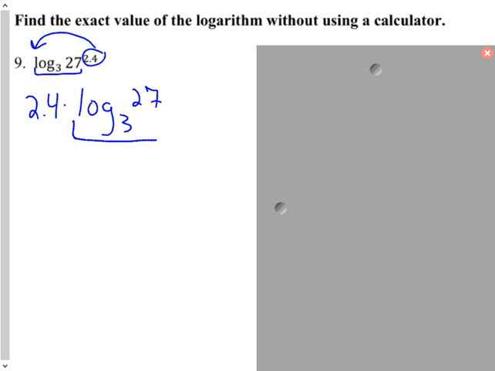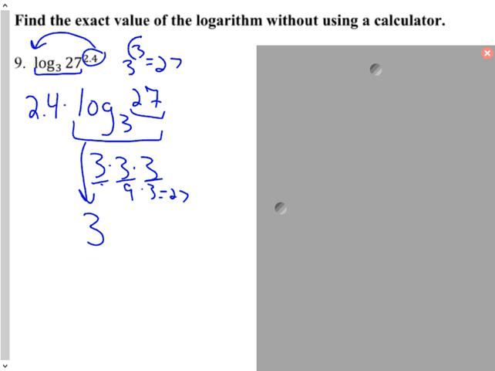Now log base 3 of 27 we can know because 3 times itself how many times gives us 27? So 1, 2, we get 9 times 3, 27. Since it was three 3s, this whole value stands for 3, because 3 cubed is 27. That's why we get the answer 3.